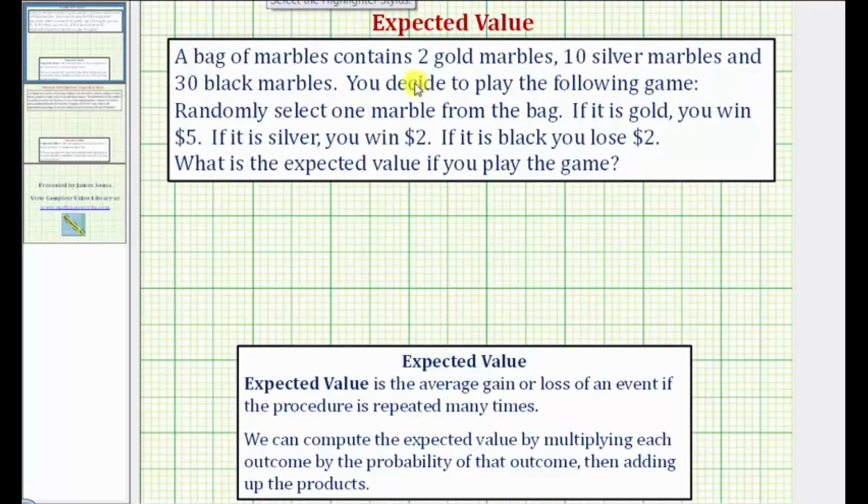A bag of marbles contains 2 gold marbles, 10 silver marbles, and 30 black marbles. You decide to play the following game. Randomly select one marble from the bag.